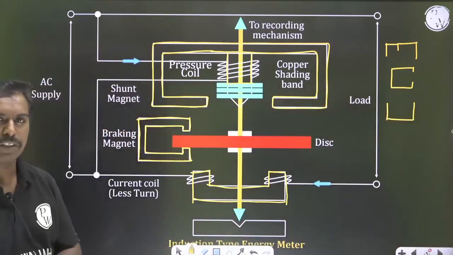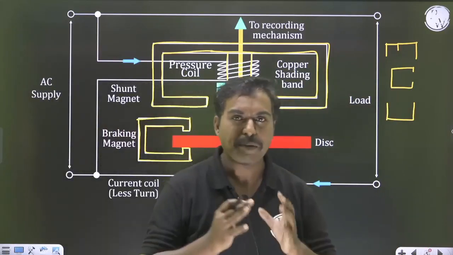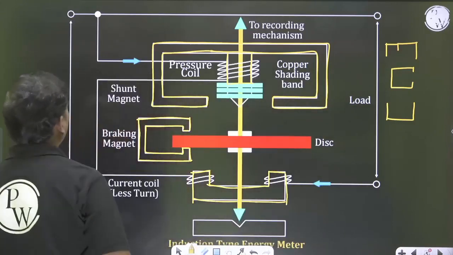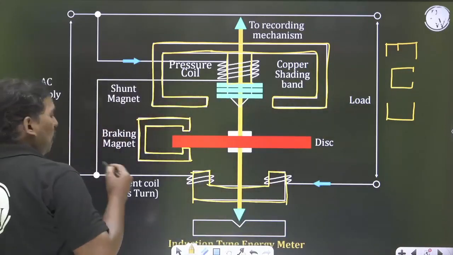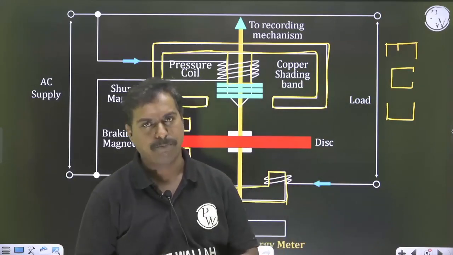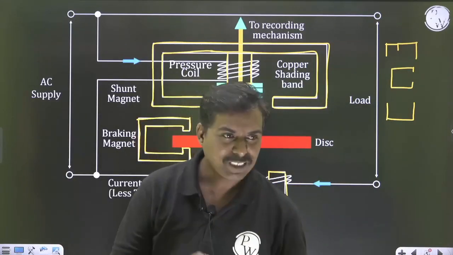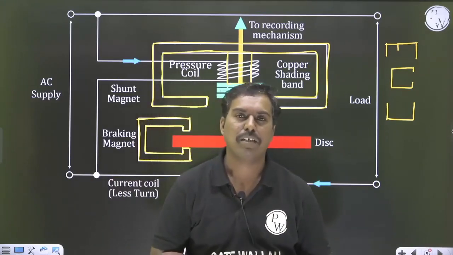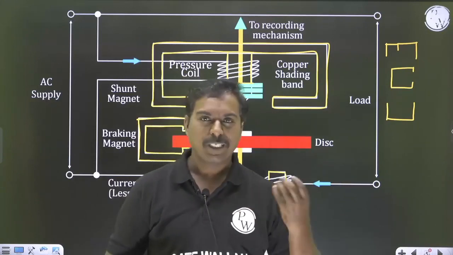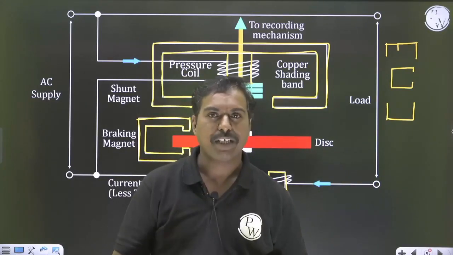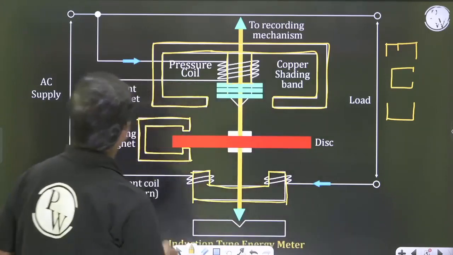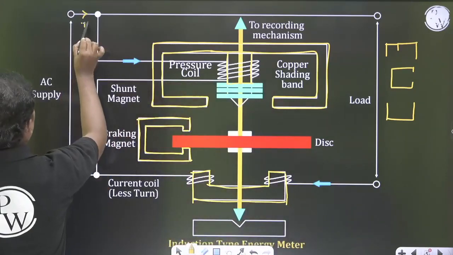What is the purpose of these three magnets? These three magnets come under the driving mechanism. First, we know we have to measure the power, VI cos phi, over a period of time. That is the energy. So, just an update to our dynamometer: here also we have the pressure coil and the current coil. The pressure coil will deliver you the voltage and the current coil will deliver you the current. This is the main current coming from the supply.